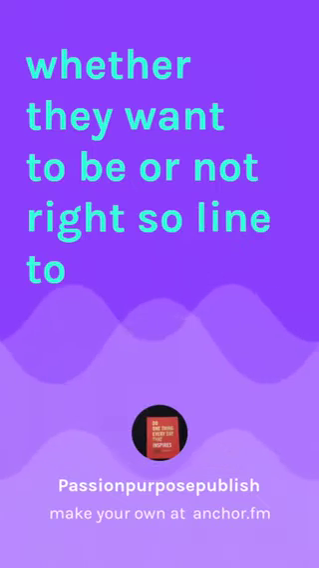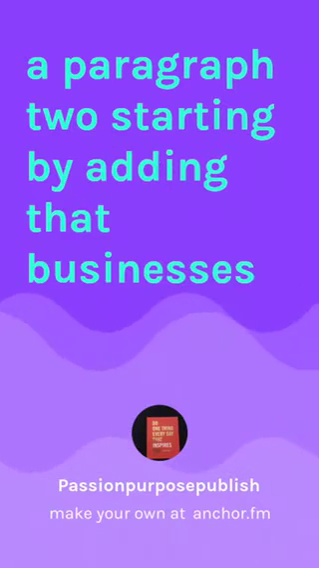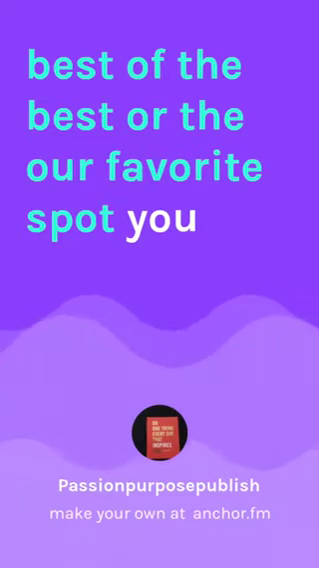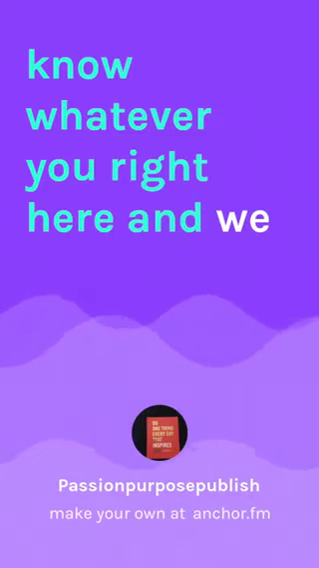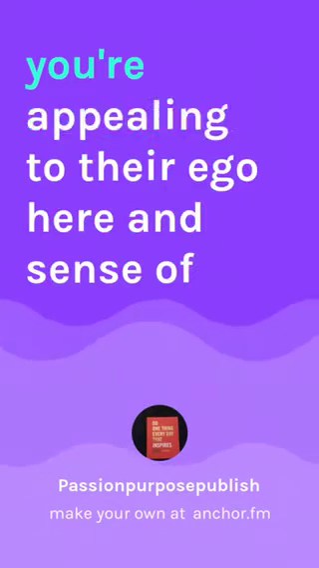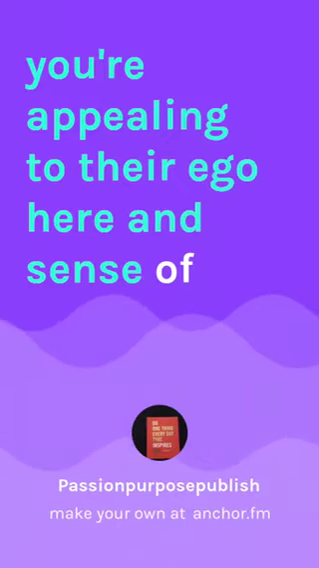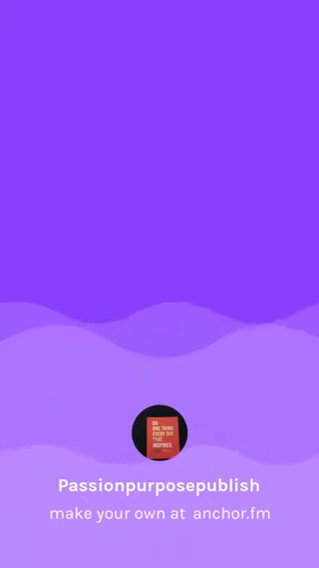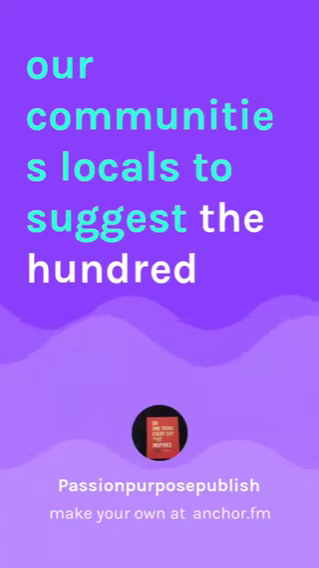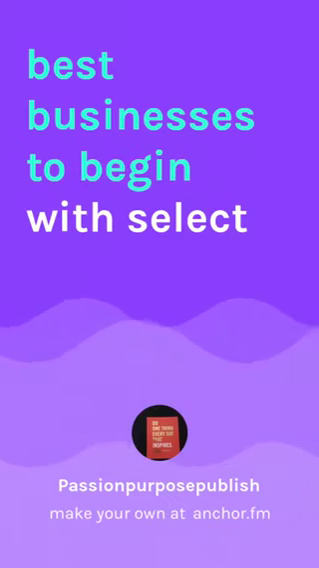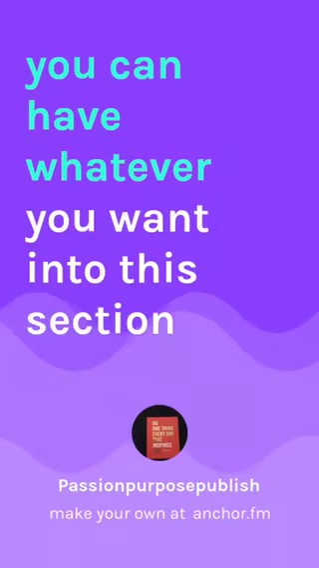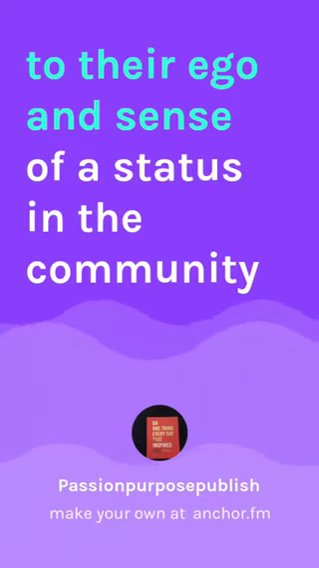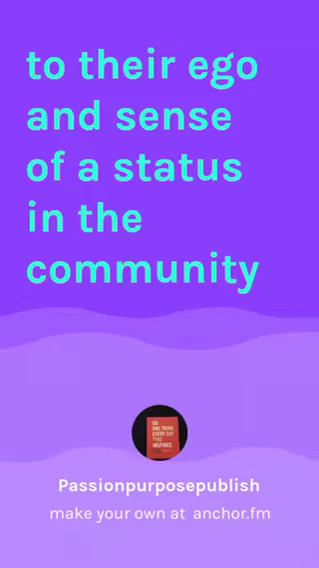So line 2, or paragraph 2, we're starting by adding the businesses that we feel are the absolute best of the best, or our favorite spots, or whatever you write here, and we'd love for you to join us. All right, so essentially you're appealing to their ego and sense of status here. You can even write something like, we've asked our community of locals to suggest the 100 best businesses to begin with, and you've been selected. You can add whatever you want into this section. It really matters not, as long as you're appealing to their ego and sense of status in the community.